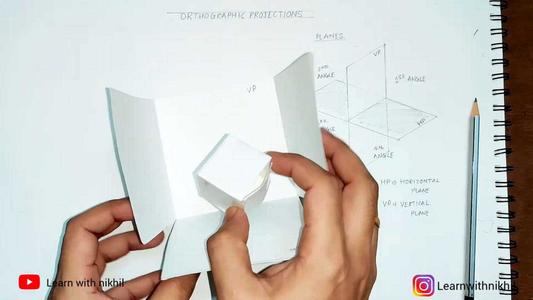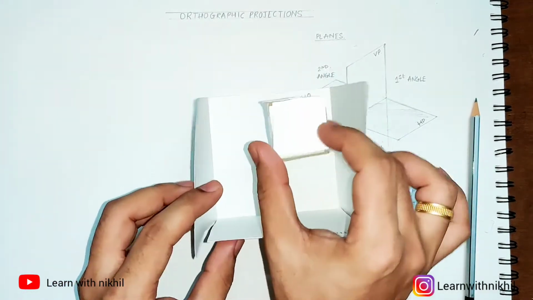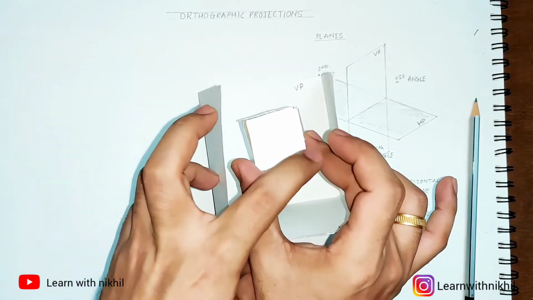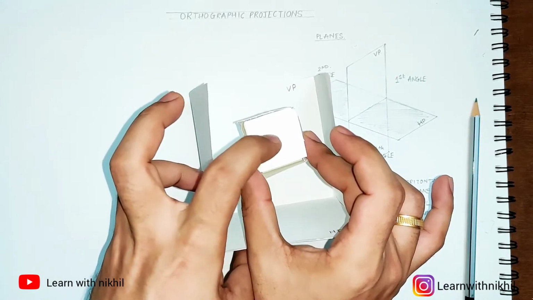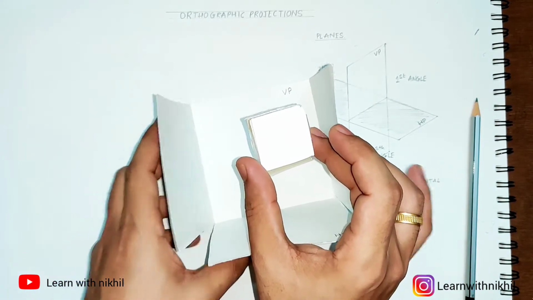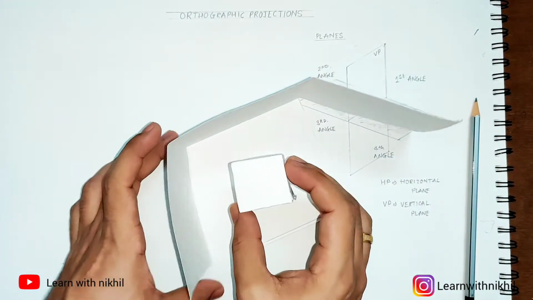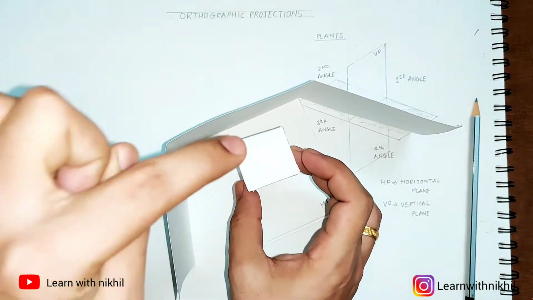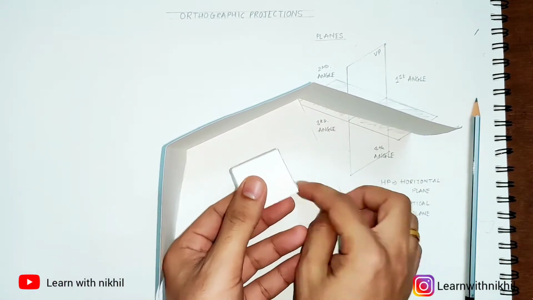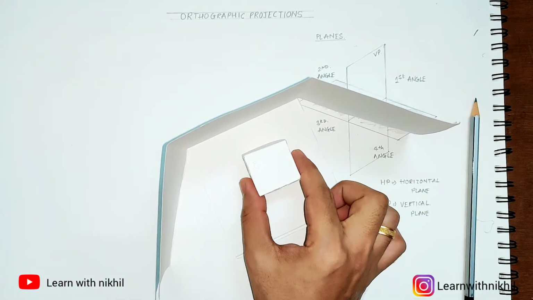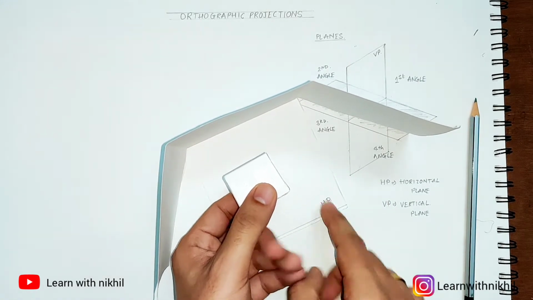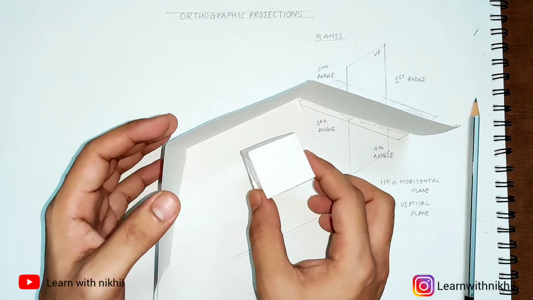I'm just moving this for a better view. If you are looking from the front side, this is the front side. On the vertical plane, you see a square. So the image of that front view will be a square, and it will be on the vertical plane. Now, if we see from the top side, this is the top view, we also see a square, and it forms on the horizontal plane. As you can see from the top, the top view of the cube is a square and it is on the horizontal plane.